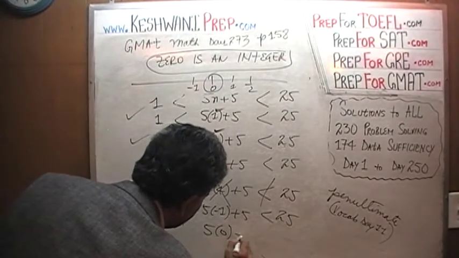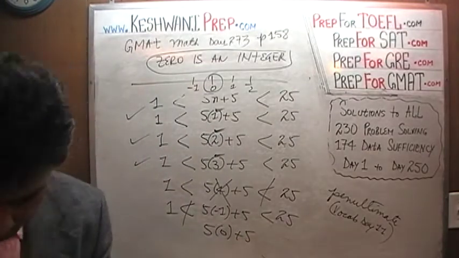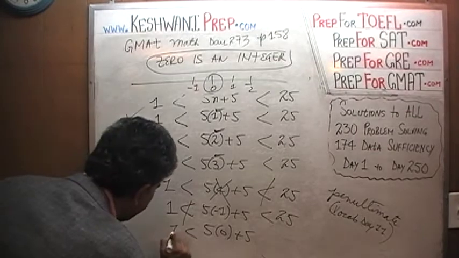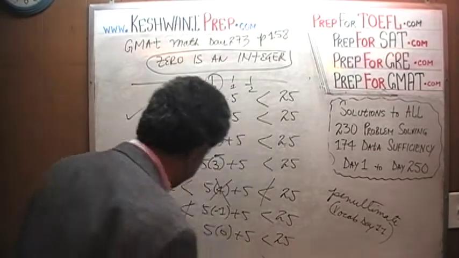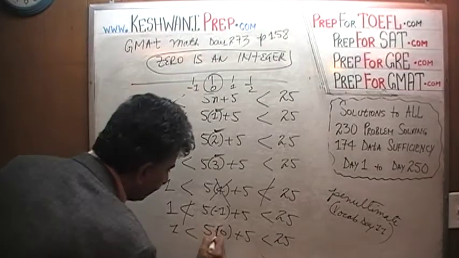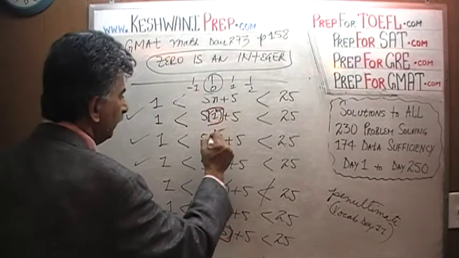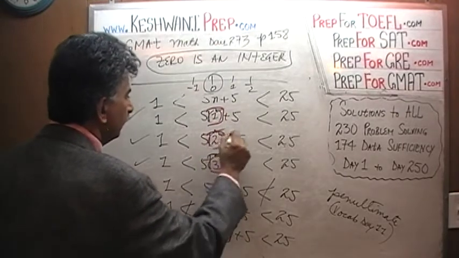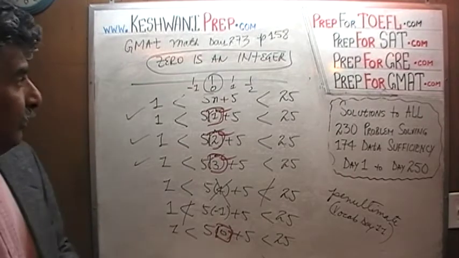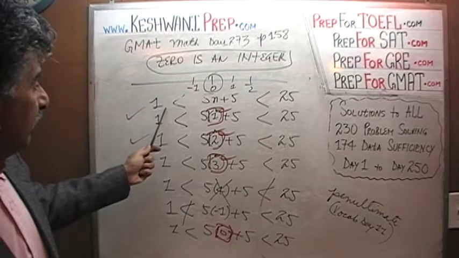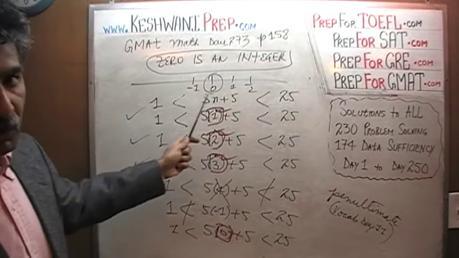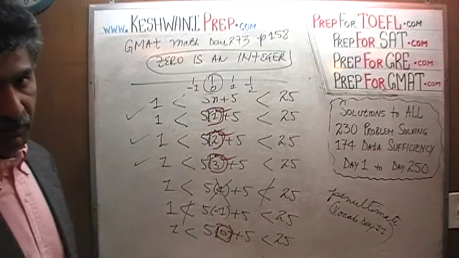5 times 0 plus 5. 5 times 0 would be 0, plus 5 is 5, and 5 is more than 1 but less than 25. We forgot the 0. So how many are there? Let's count them. We have a 0 that we had forgotten, then we had 1, 2, and 3. The answer is there are 4 such integers where 5n plus 5 is more than 1 and less than 25. That's all.